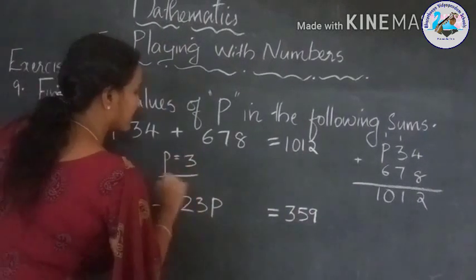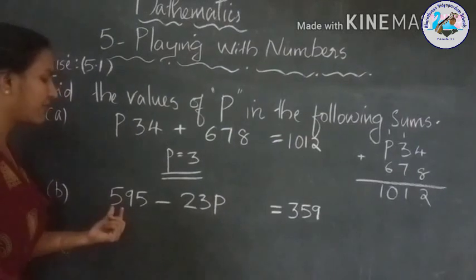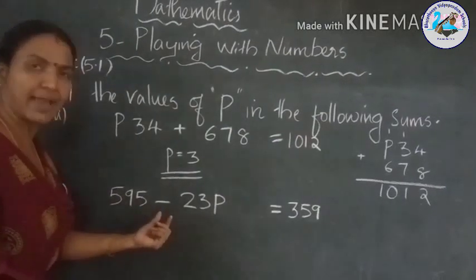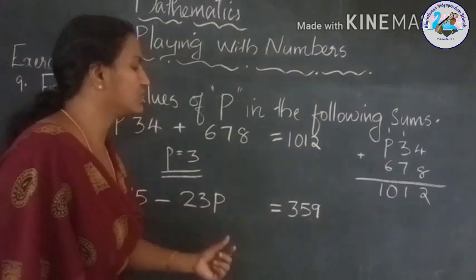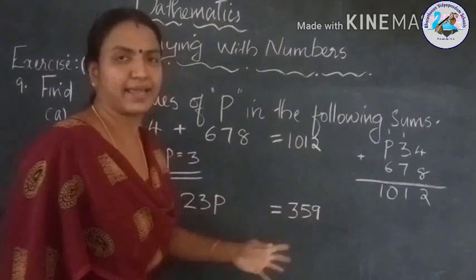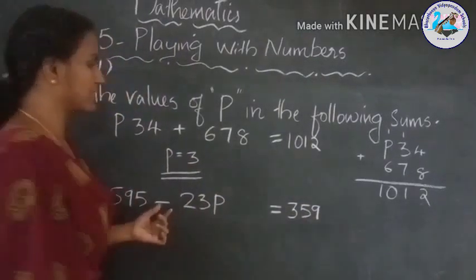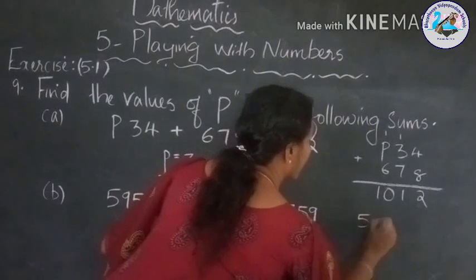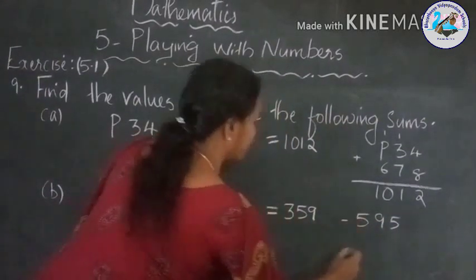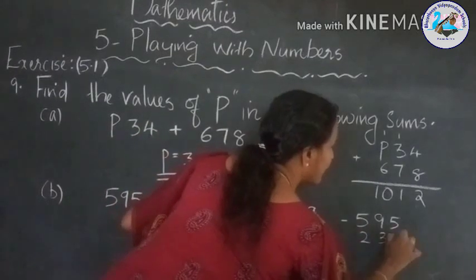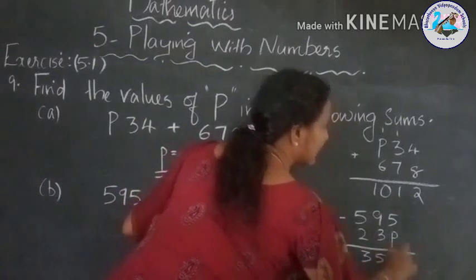The next option, option B, 595 minus 23P is equal to 359. Here the operation is difference, minus, subtraction. 595 minus 23P, the answer is 359.